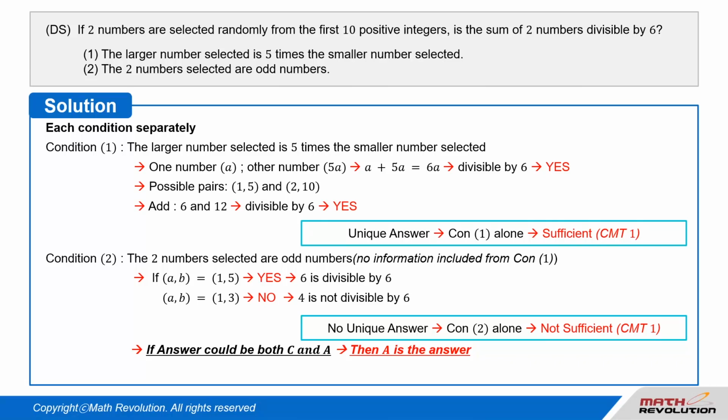Again, this question is a 50 to 51 level question using the variable approach, and common mistake type 3 and 4A or B proves to be extremely useful. Condition 1 alone is sufficient, so A is the correct answer. Answer: A.